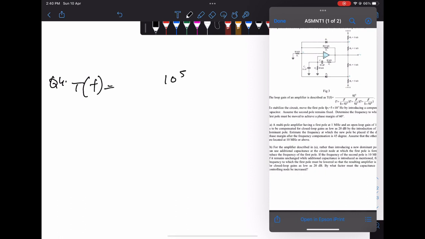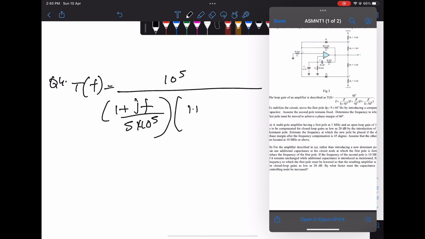So in this circuit, for the question, the transfer function is given directly. Just draw the Bode plots, take the divisions as 10, draw the Bode plots and remember the poles.